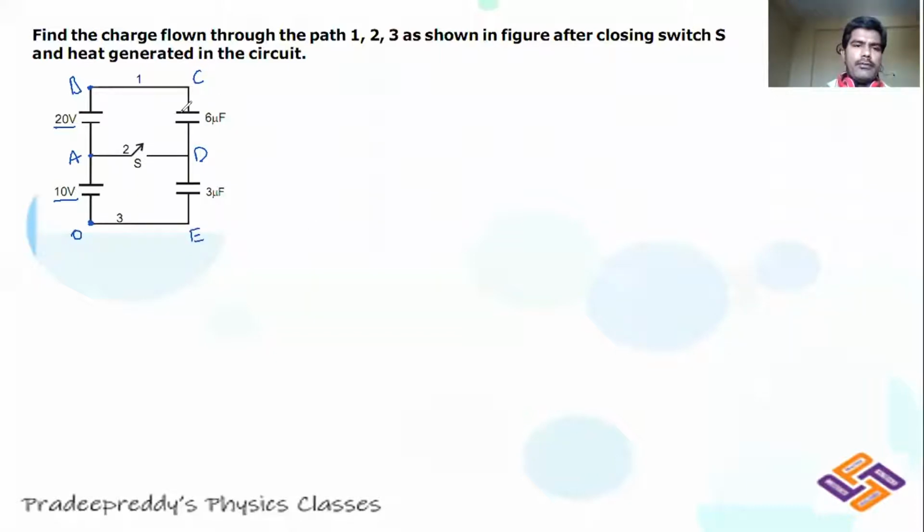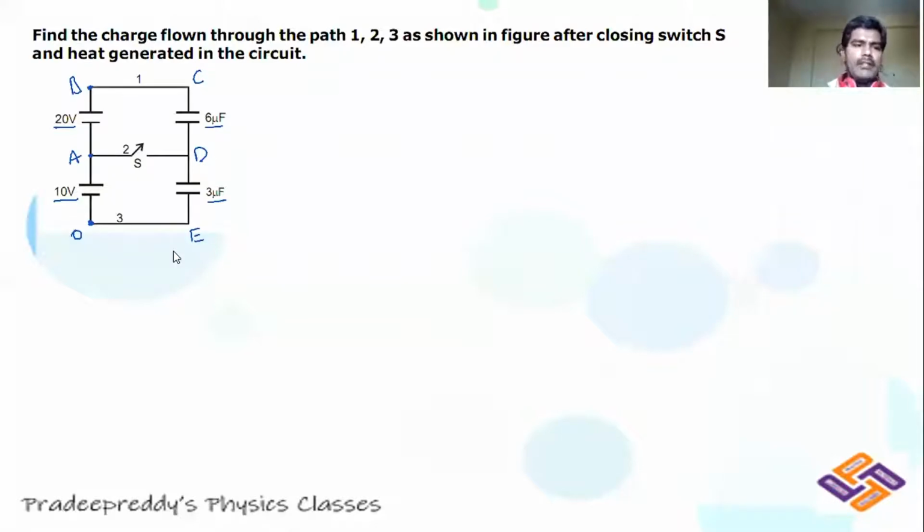You have 6 microfarad capacitor and 3 microfarad capacitor here. We have two different capacitors connected, and those two capacitors are connected with two batteries of 20 volt and 10 volt, right? Now you are supposed to find out initial charge on these two capacitors.